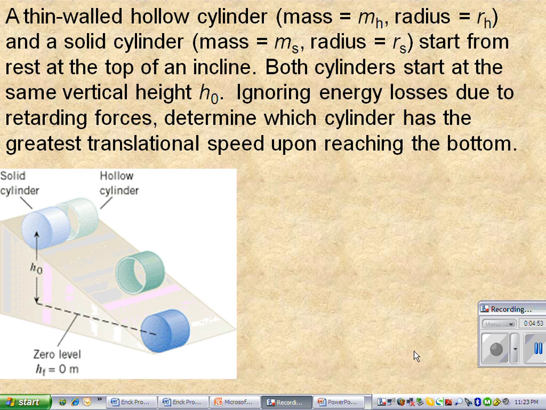Here's an example of a situation where these objects actually end up at the bottom of the ramp at different times. If this ramp was frictionless and you let this solid cylinder and this hollow cylinder slide down the frictionless ramp, they would both reach the bottom at the same time. But if they start from the same height and you let them roll down the hill, which one gets to the bottom first?